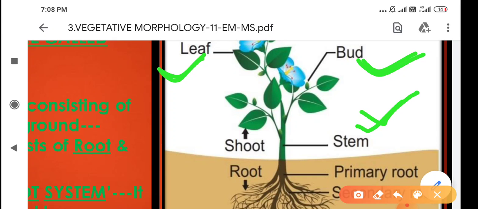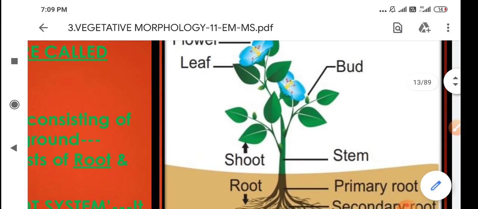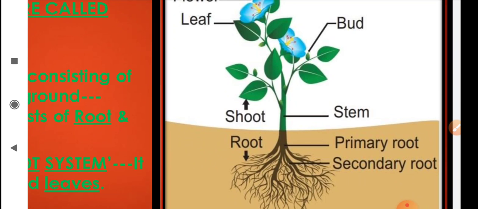These are the parts we already know. The stem, the shoot system, is positively phototropic. Phototropic means the shoot grows towards the sunlight, so it is called positively phototropic. The root system is negatively phototropic or positively geotropic. The root grows towards the soil, so it is called positively geotropic. Do you all understand it?